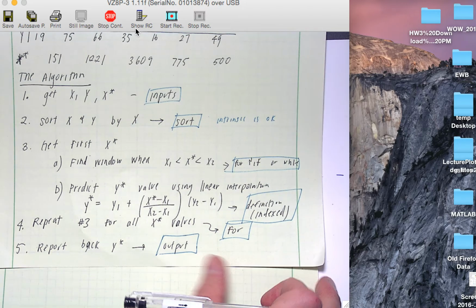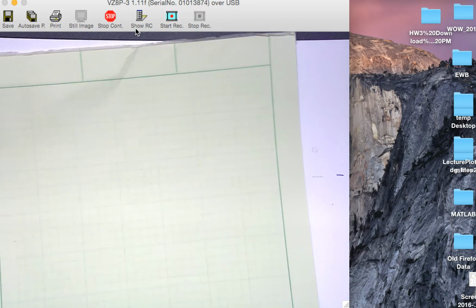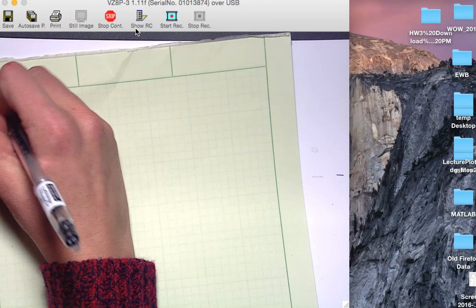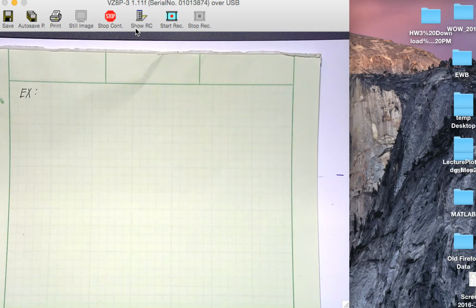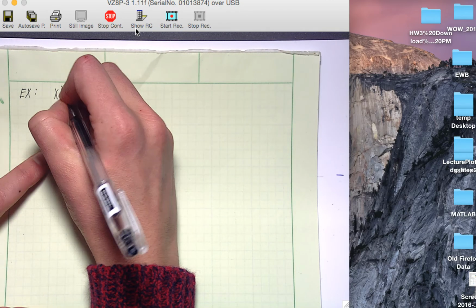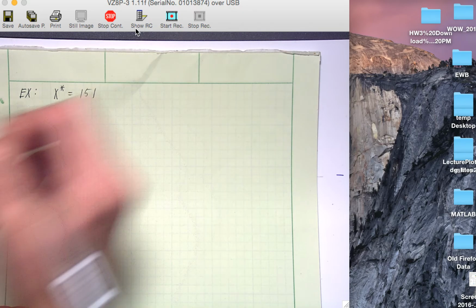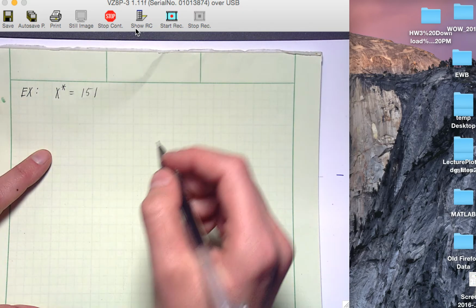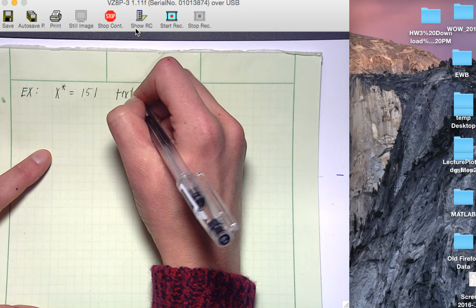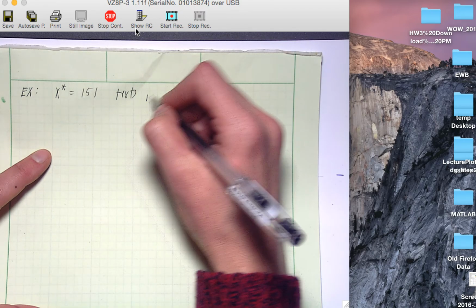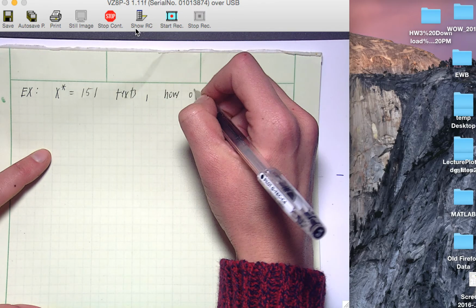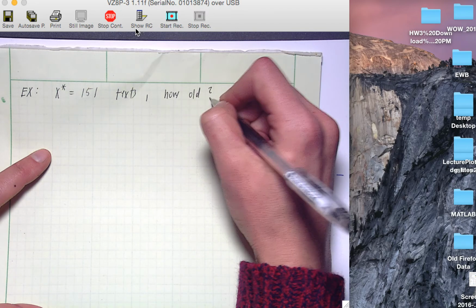Okay, so as an example, let's say that you were trying to find that first x star value of 151. We know that's how many texts someone has. Let's think about if we can just do the algorithm ourselves. How old would that person be?